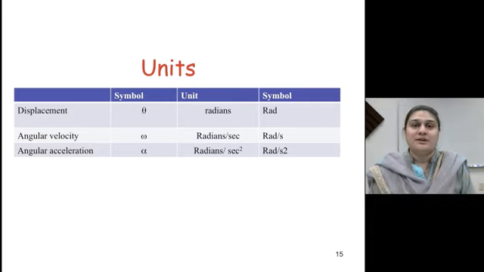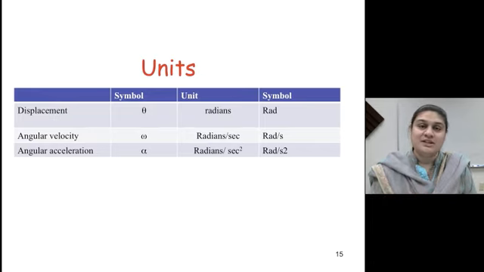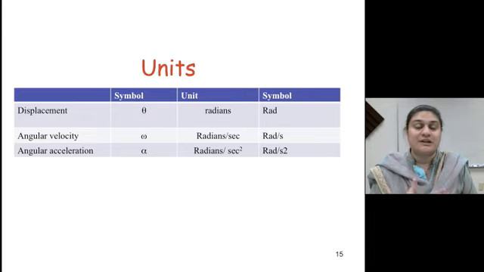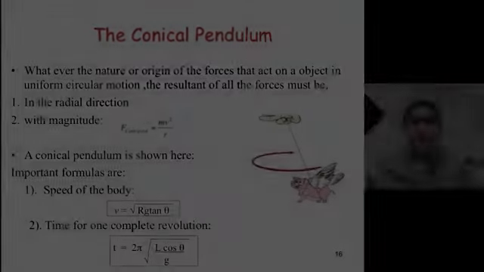Now let's talk about units. For angular displacement, the symbol is theta. The unit is radians. Angular velocity, the symbol is omega, which is radians per second. Angular acceleration, alpha, is radians per second squared. All of these are very similar to the linear case, and they are all related to the linear case. However, they have their own units and their own symbols. So be very careful when solving problems.